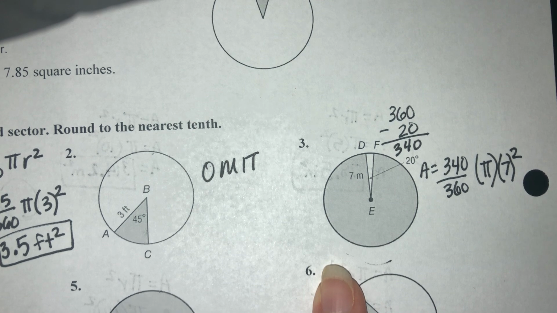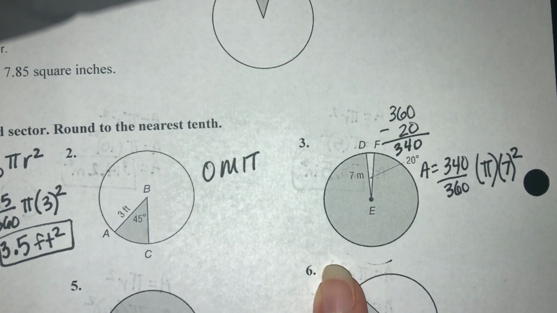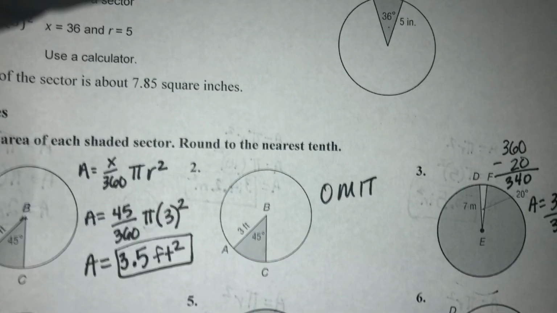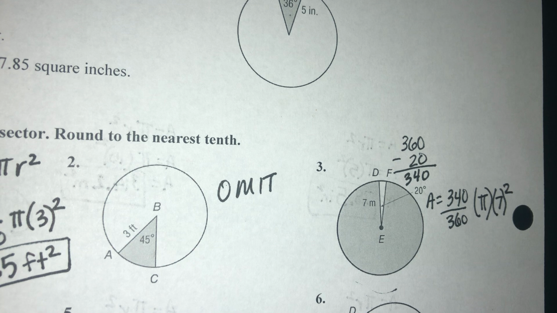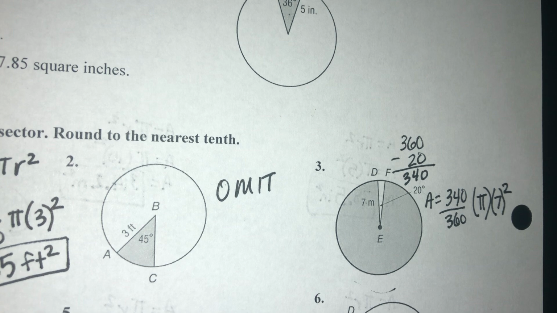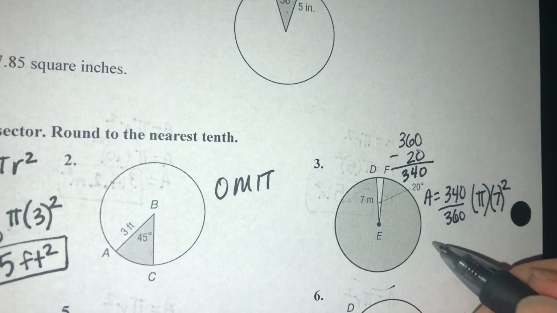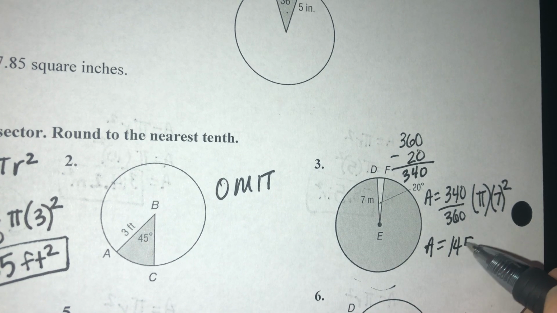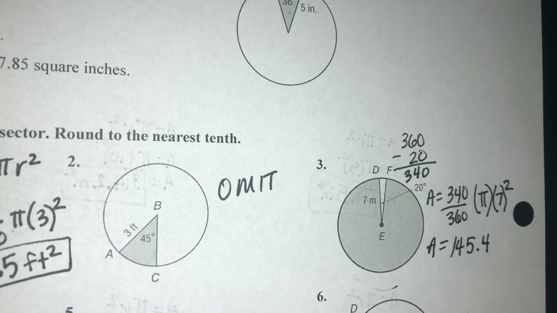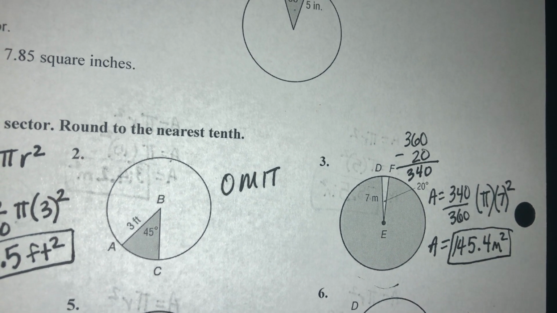So we're going to go 340 divided by 360 times pi times 7 squared, which gives us 145 point, one number after the decimal would round that 3 up to a 4 because it's 3/8. And the units would be meters squared. All right.